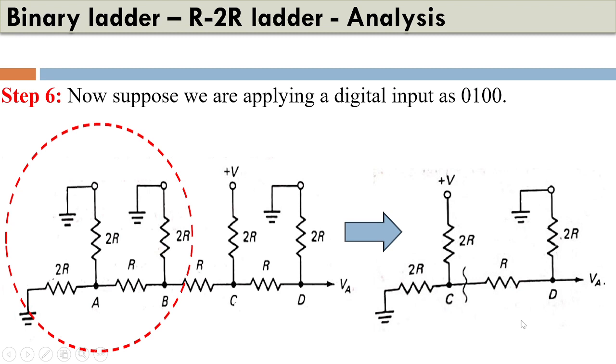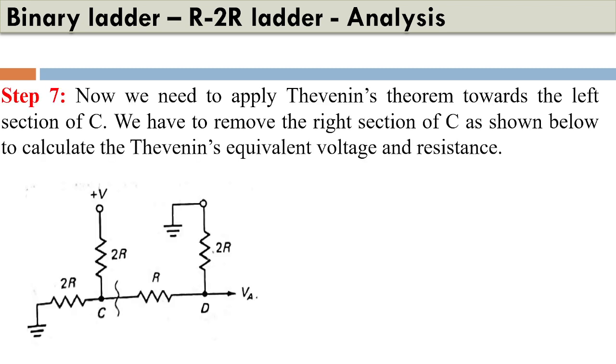So now the circuit is a bit more complex than the earlier circuit that we have analyzed. In this circuit, we have to calculate the output voltage here, and we have a complex circuit which includes V and several resistors. So in order to get the output VA, we will apply Thevenin's theorem to this particular circuit. Now let's see how to apply Thevenin's theorem to this particular circuit.